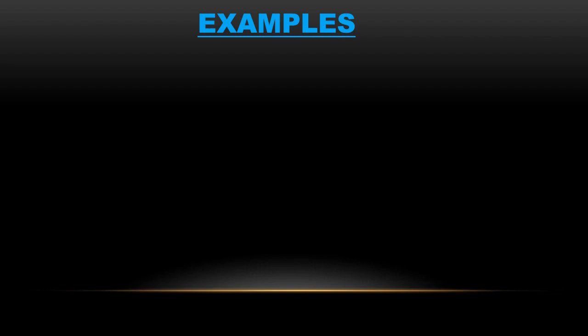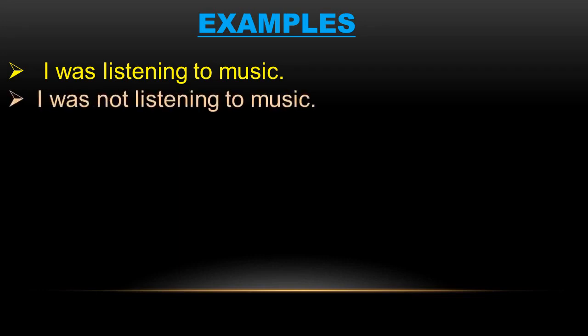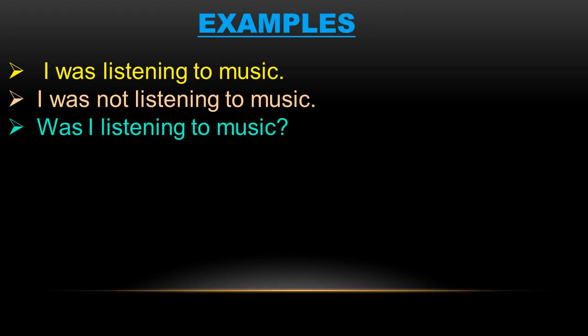Now let's see more examples. First, I was listening to music. I subject, was, listen plus ing, first form plus ing. Now for negative, I was not listening to music. For interrogative, auxiliary was will come forward. Was I listening to music?